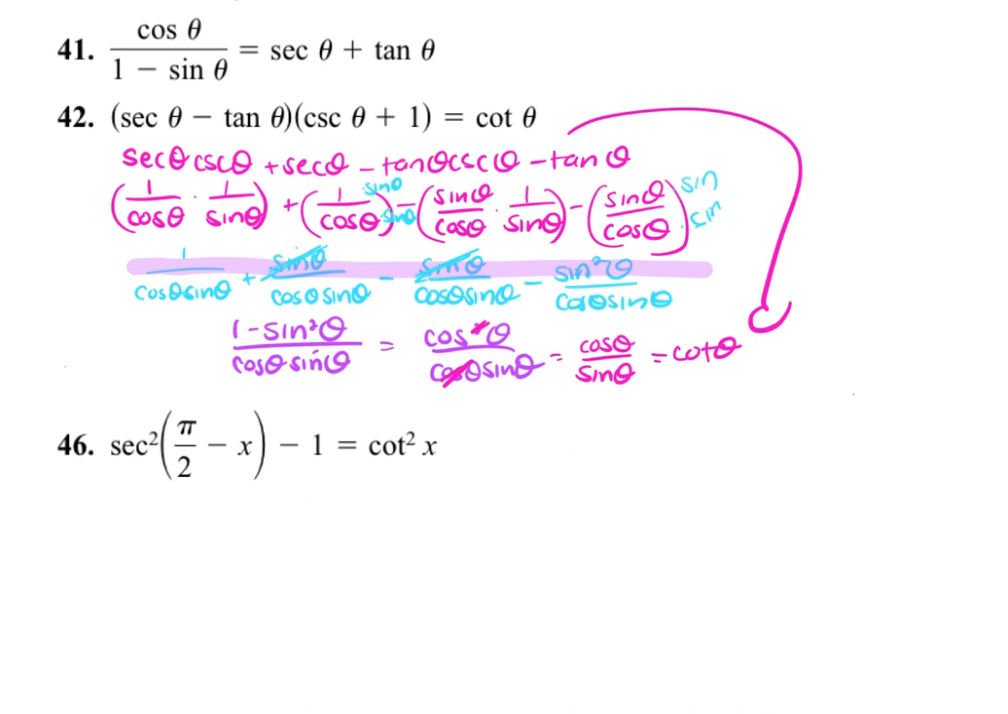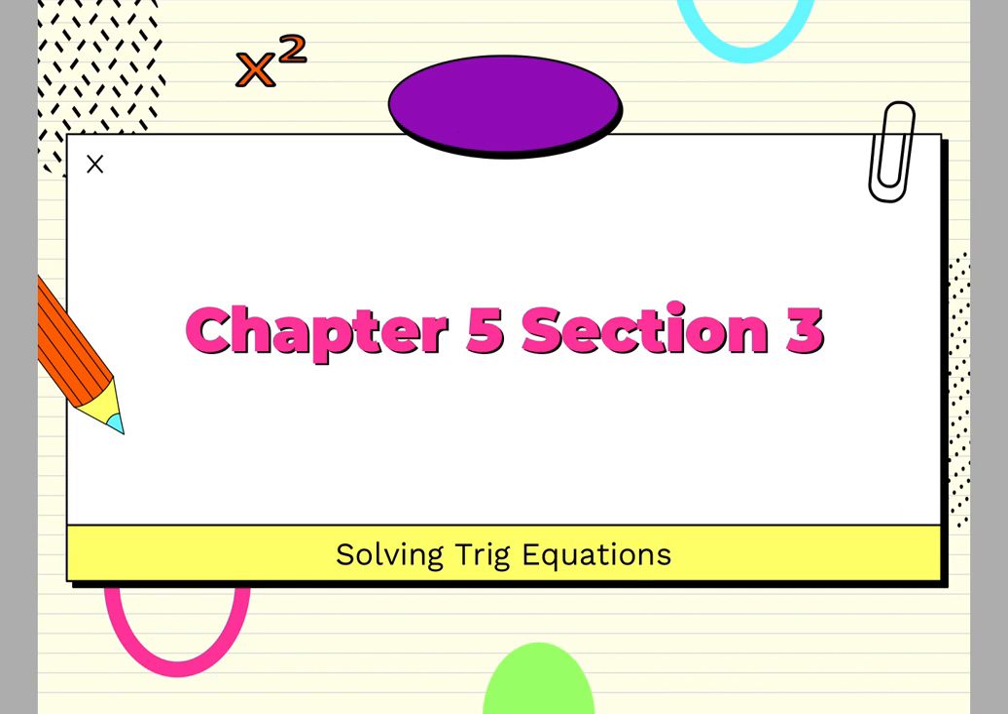The next section is 5.3, which is solving trig equations. So we take it to the next step. We're going to have an equation this time. There's going to be an equal sign somewhere in your statement. And your goal is to combine what we did with inverse functions and trig identities. We're going to solve for a trig function, and then we're going to find the angle that satisfies that trig function.